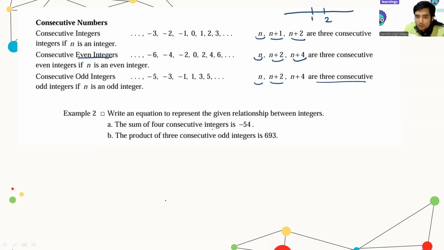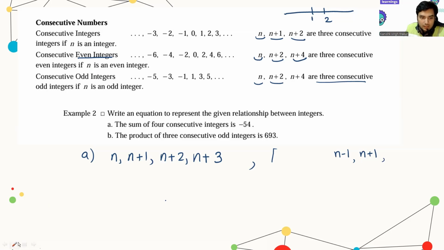Okay. Now the sum of four consecutive integers is given to you as negative 54. So what four consecutive integers will you take? n, n plus 1, n plus 2, n plus 3, right? I can also take one more thing. I can take it like this, see, n minus 1, n plus 1. Here I have taken the difference as 2, that you can define. Okay. So n minus 1, n plus 1, and then n plus 3, like that also we can take, right?